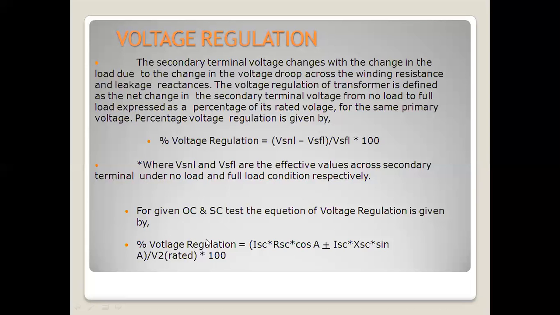So from the open circuit and the short circuit test equation, the voltage regulation is given by percentage of voltage regulation equal to ISC into RSC cos alpha plus minus ISC XSC sin alpha, that is cos A sin A, divided by V2 rated into 100. These are all parameters that we have found from the open circuit and the short circuit test. So we can easily find the voltage regulation of a transformer from these two tests.